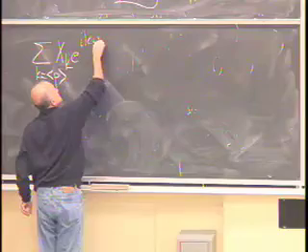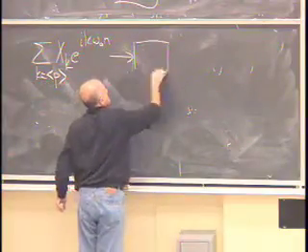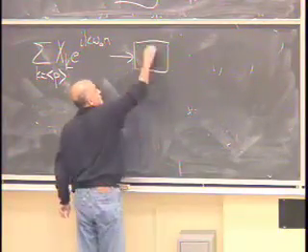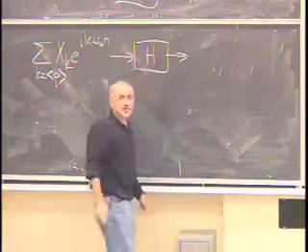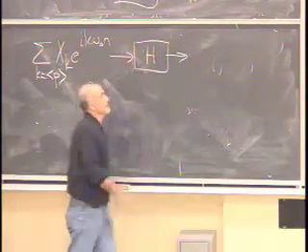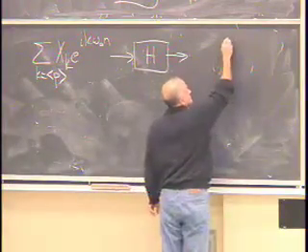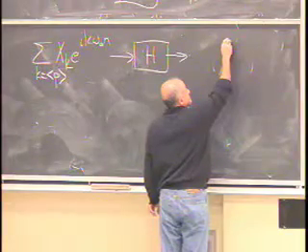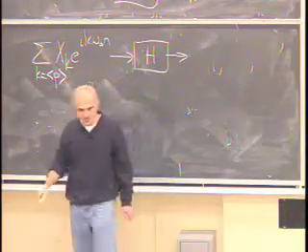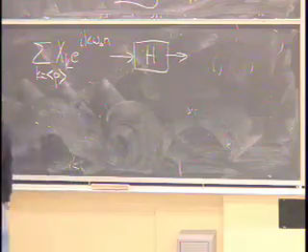I take a whole bunch of these complex exponentials and send the package through the system. What do I get out? Huh? Why the pause? It's a linear system.